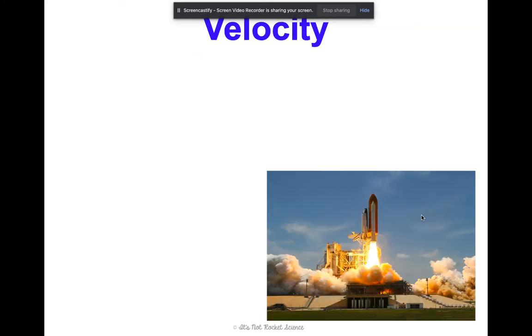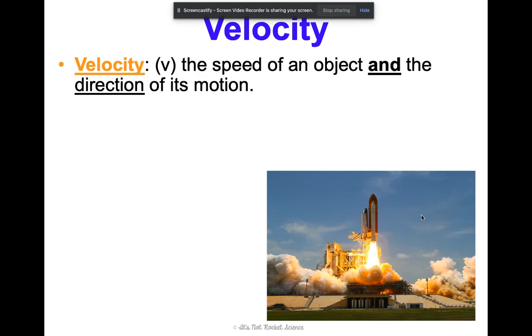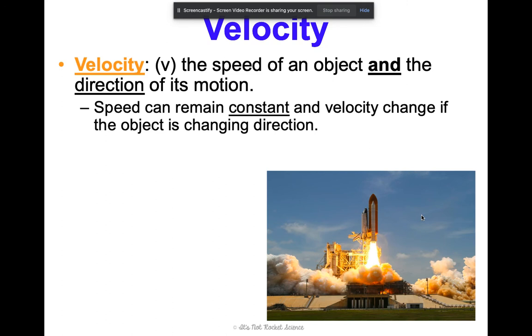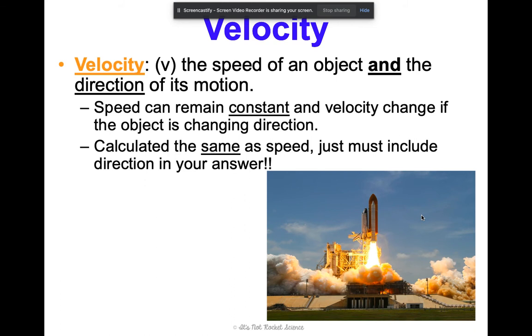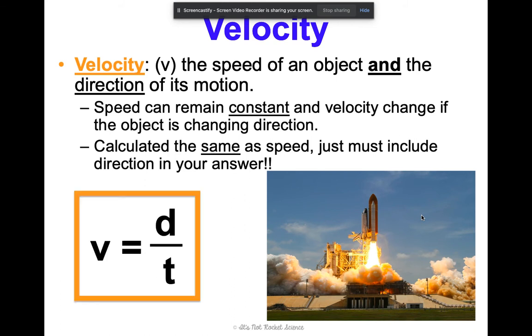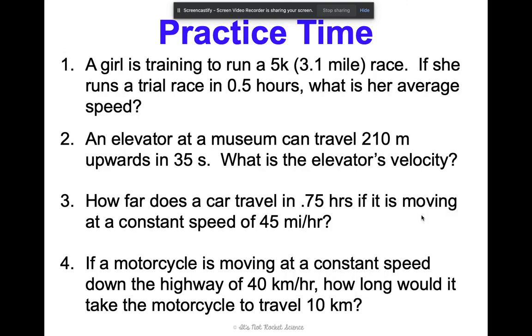So let's go ahead and talk about velocity. Velocity is just the speed of an object and the direction of its motion. So speed can remain constant and velocity changes if the object is changing direction. You could calculate it the same as speed. You just need to include the direction in your answer if I'm looking for velocity. So velocity is still distance divided by time, just with a direction.